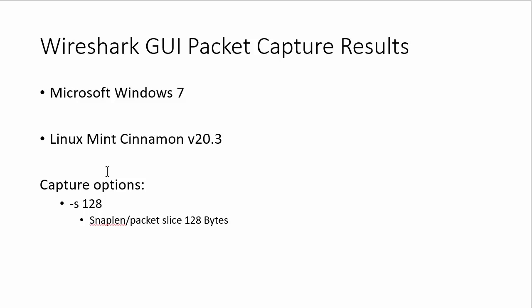The only thing I did was I used a packet slice of 128 bytes. The reasoning behind that is quite obvious. If you don't have to capture the entire packet, then obviously things work more efficiently. So I just picked 128 as an arbitrary number, and that happens to be the Microsoft default slice for its packet monitor utility as well.